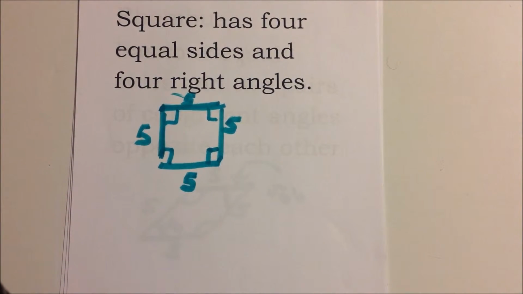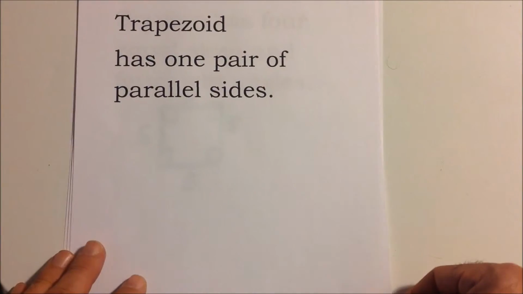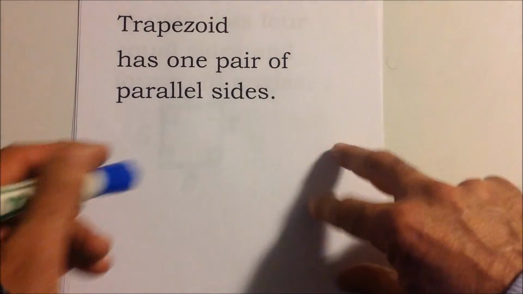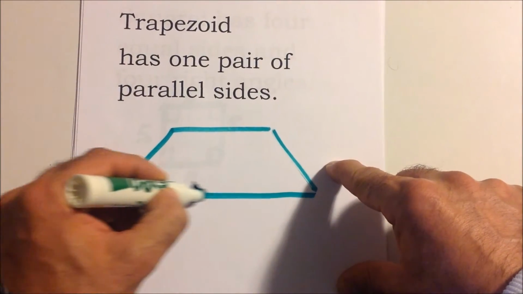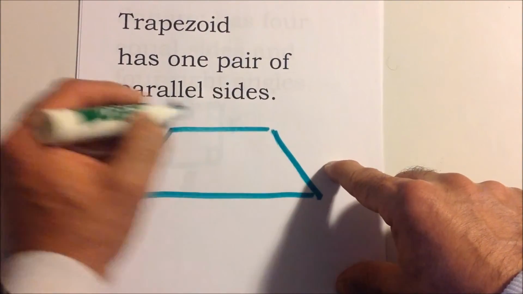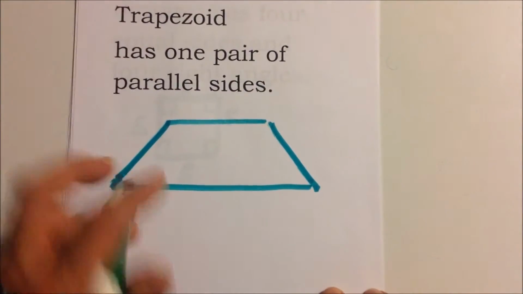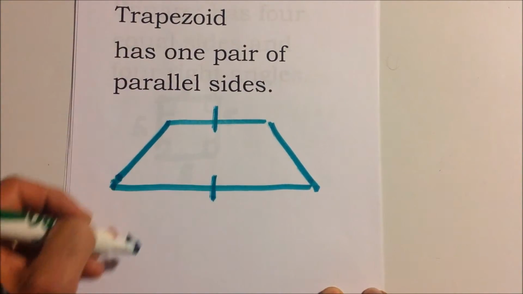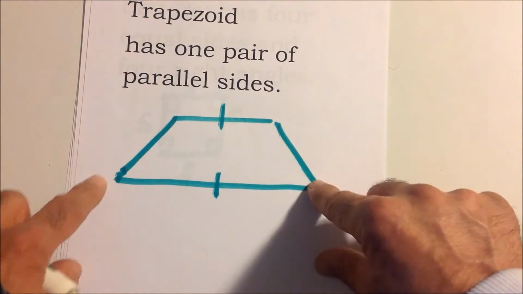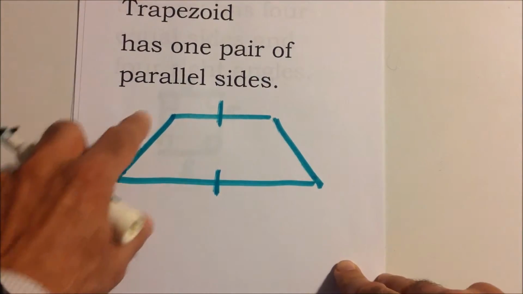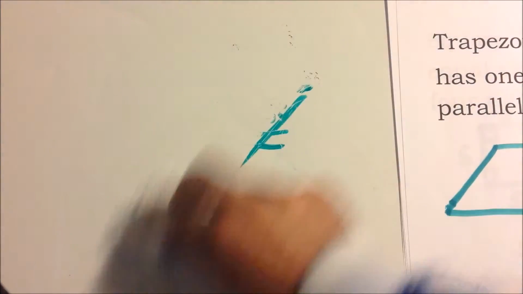Now, there's another quadrilateral that's different than the rest. It's a trapezoid. A trapezoid has one pair of parallel sides. So this is a regular trapezoid. This is what a regular trapezoid looks like. The one we'll use for now. So here's a parallel side. It only has one pair. It doesn't have two pairs. The others are not parallel to each other. That's our trapezoid.